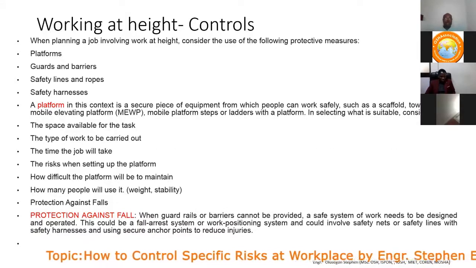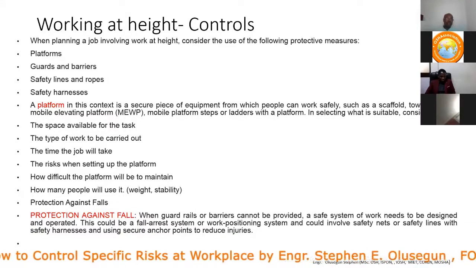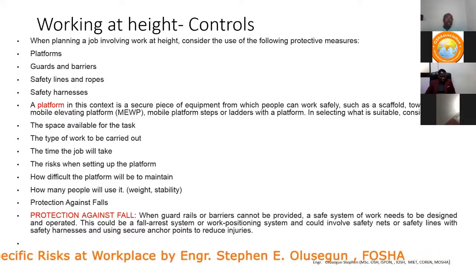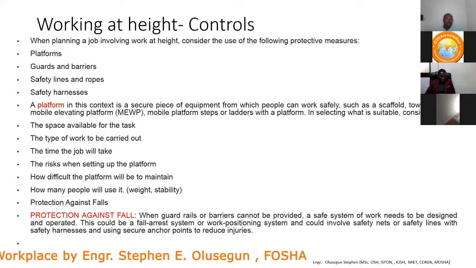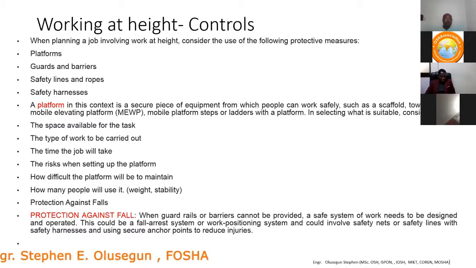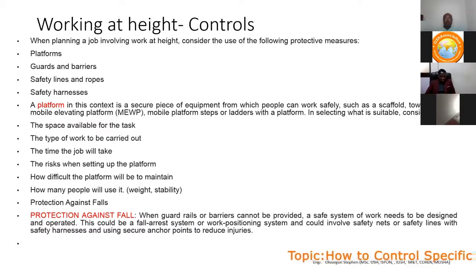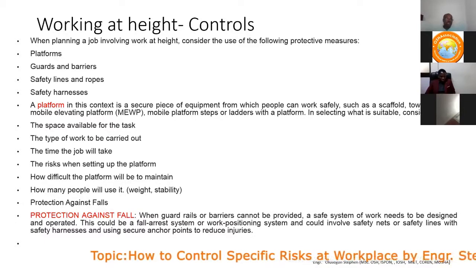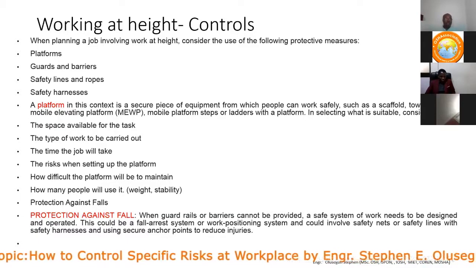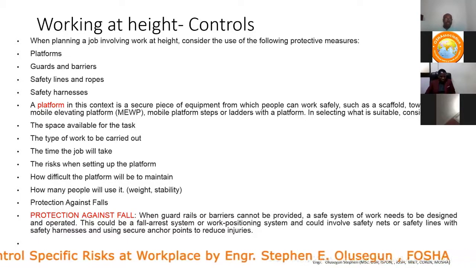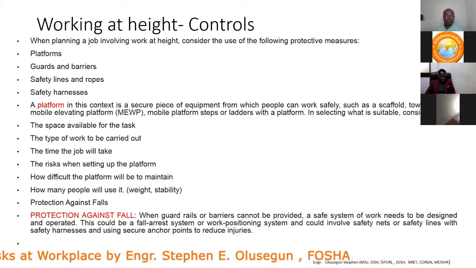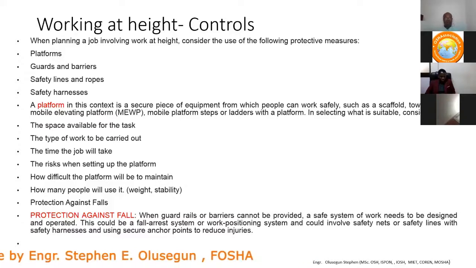Working at height controls still continue. You have the platform, you have the guide rails, you have the safety lines, and you have the safety harnesses that you can use. A platform in this context is a secure piece of equipment from which people can work safely, such as a scaffold tower, mobile elevating platform, mobile platform, steps, or ladders with a platform. In selecting this, you have to consider a suitable approach: the space available for the task, the type of work to be carried out, the time the job will take, the risk when taking up the platform, and how difficult the platform will be to maintain.